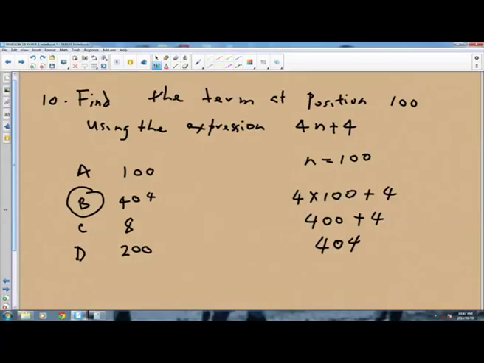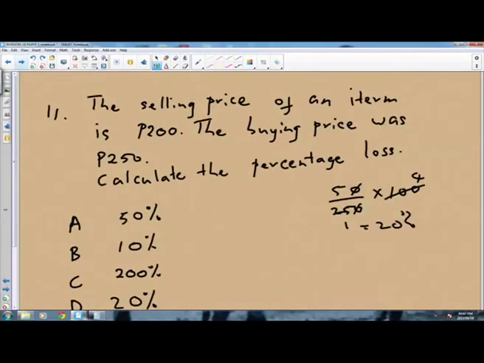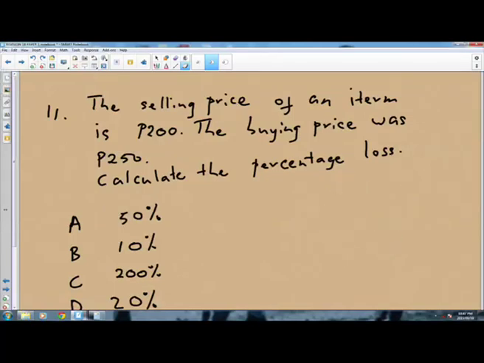And then question number 11. It says the selling price of an item is 200. The buying price was 250.